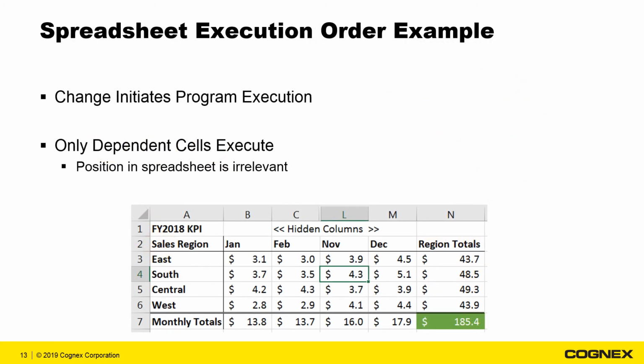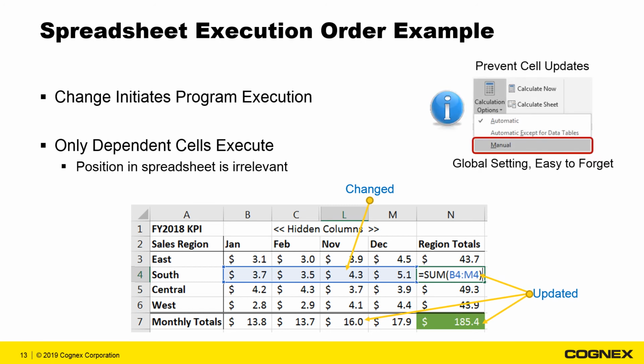If we go back to our sales report example, let's see what happens if we need to update the November data for the South region. Here we have two cells consuming that data. Cell L7 computes the monthly total, and cell N4 computes the region total. And after cells L7 and N4 update, cell N7, which computes the overall total, also needs to update.